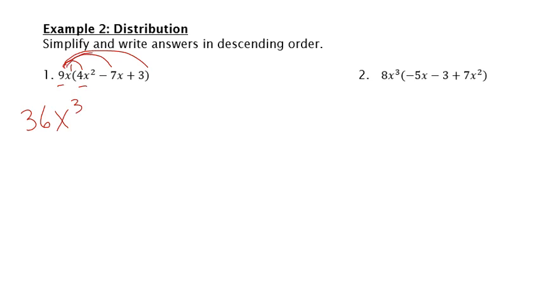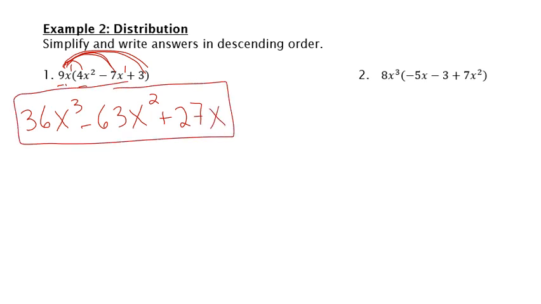We're then going to do 9 times negative 7, so that's negative 63. I have a little 1 here, and then x times x would be x to the second. And then finally, 9 times 3 is 27, and then I still have an x. So this would be my final answer. Again, if the question had asked what's the leading coefficient, you would tell me 36. If the question said what is the degree, you would tell me 3, because that's your biggest exponent.